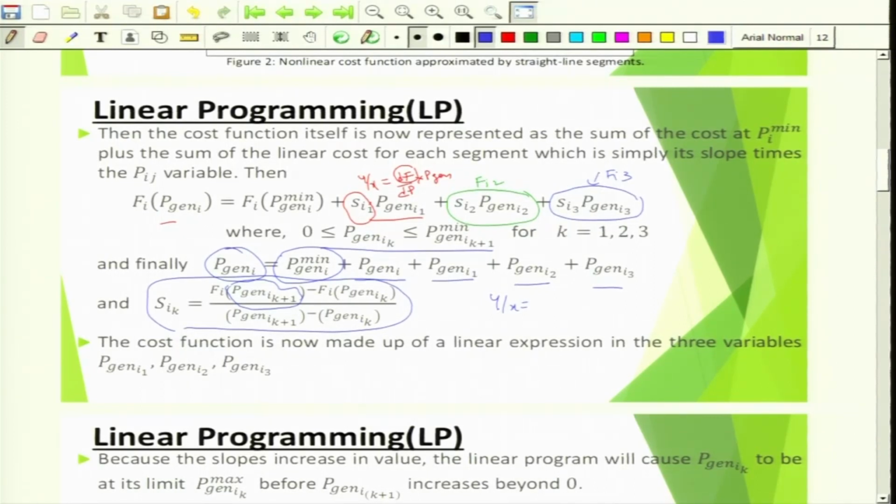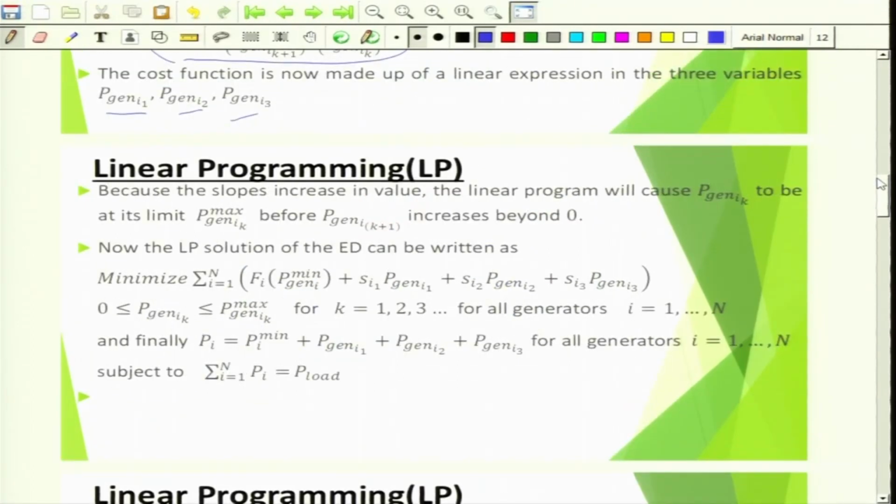Now, the cost function is now made up of a linear expression in the 3 variables P gen I1, P gen I2 and P gen I3. Because the slopes increase in value, the linear program will cause P gen Ik to be at its limit, that means P gen Ik maximum, before P gen Ik plus 1 increases beyond 0 from its minimum, that means for each segment we are considering, it has its own 0 limit and a maximum limit, right.